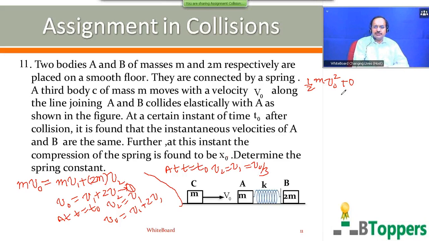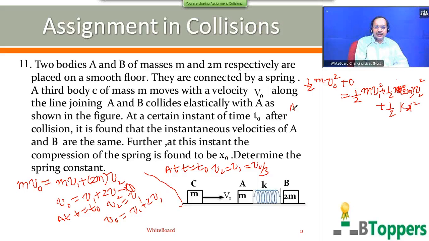And the total mechanical energy of the system of the two blocks and spring at an instant after collision is equal to the kinetic energy of block A plus the kinetic energy of block B. Kinetic energy of block A is half into mass of block A and square of the velocity of block A. Kinetic energy of block B is equal to half into mass of block B, which is 2m, into square of the velocity of block B, plus the elastic potential energy stored in the spring, half k x square.